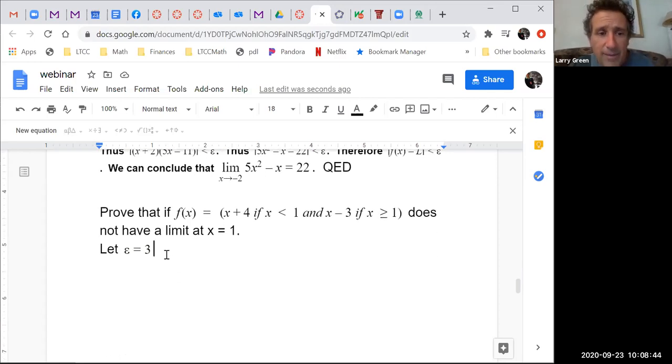Okay, so what's the problem? The problem is that no matter what delta you choose, x plus 4 is going to be close to 7, and x minus 3 is going to be close to -2. Any questions on that?